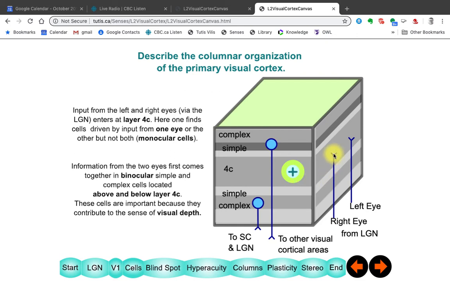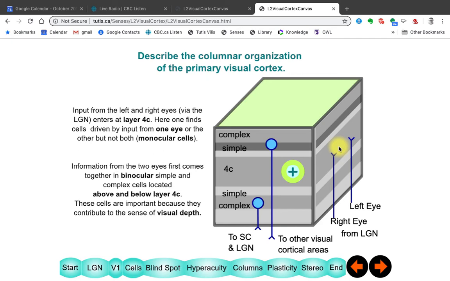The other thing these cells are, they tend to be dominated by one eye or the other eye. They're mostly monocular cells. As you go above and below layer 4C, you find simple and complex cells. And these simple and complex cells are also different in that they are where the signal from the two eyes first comes together.